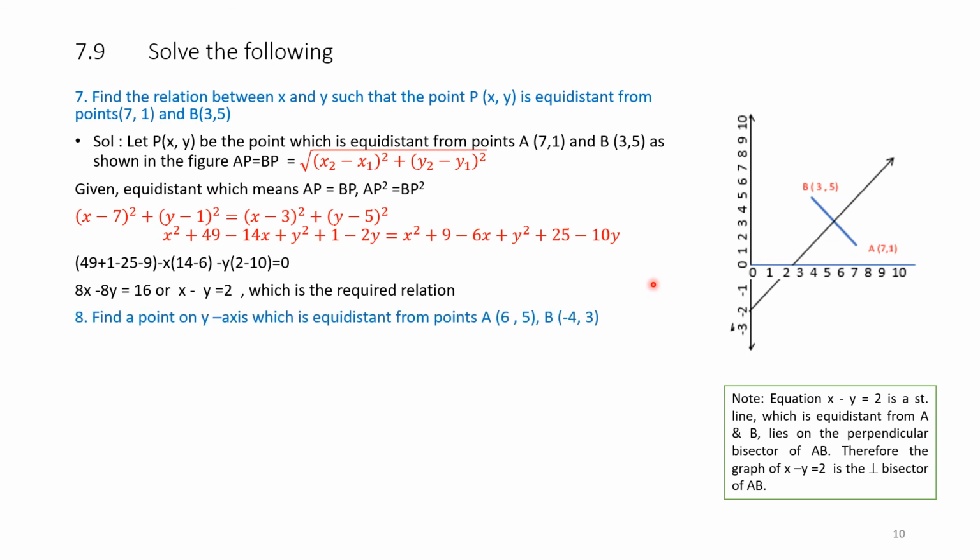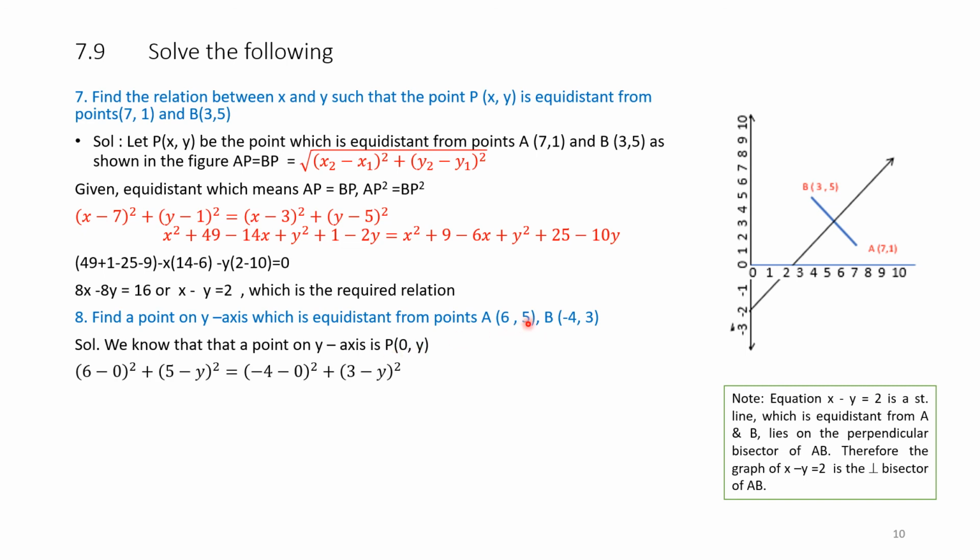Next sum. Find a point on the y-axis which is equidistant from points A (6, 5) and B (minus 4, 3). Therefore, we know that for a point on the y-axis, x is 0. Therefore, P is (0, y).